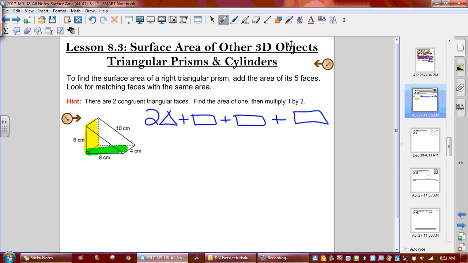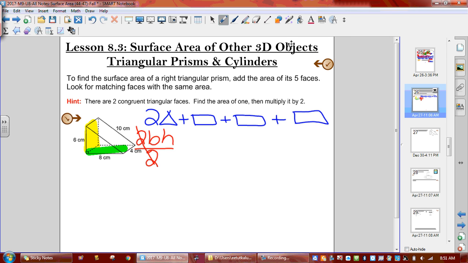So we are going to find the area of each one of those objects, and then we're going to add them all together. So 2 times base times height divided by 2. What do you notice about the 2's? They cancel, because 2 divided by 2 is 1. So now we've got base and height.